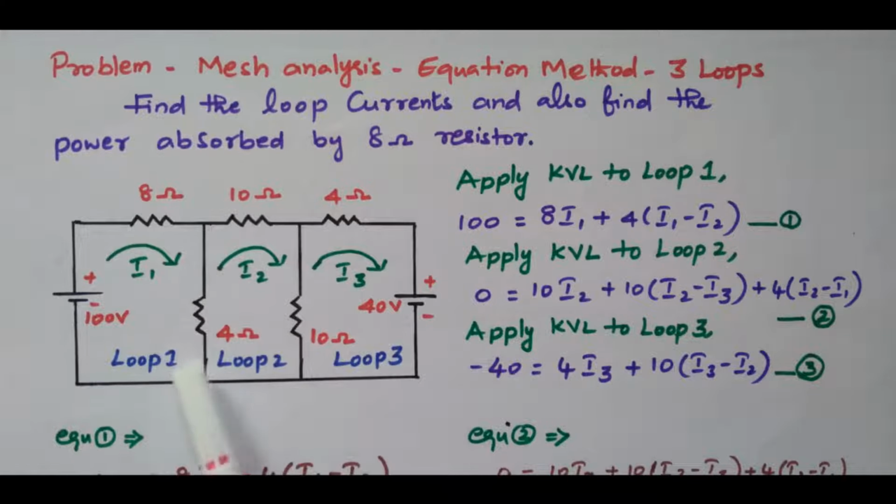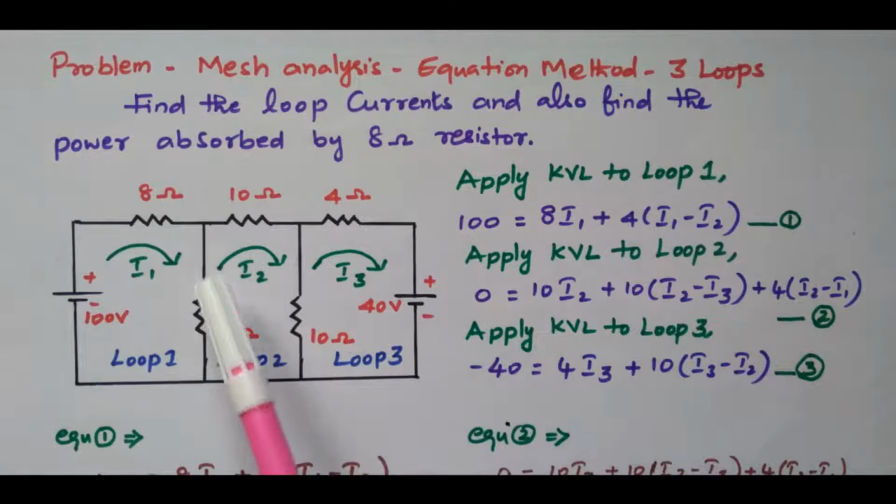What about this 4 ohm? In the closed loop we have this 100 volts, 8 ohm and 4 ohm. In this 4 ohm, what currents are flowing? There are two currents flowing through the 4 ohm, because it is connected common between loop 1 and loop 2. This I1 current is flowing downwards and I2 current is flowing upwards. Both are in opposite directions, so we need to subtract. The difference between these two currents will be flowing through the 4 ohm resistor. So that is 4 into I1 minus I2.